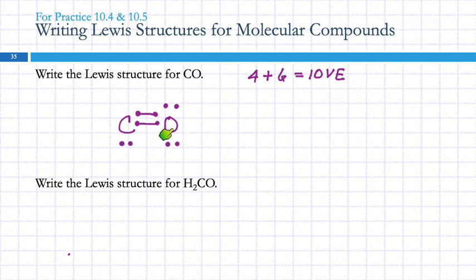So oxygen has enough, carbon does not have enough. So the element that has enough needs to share with the element that doesn't have enough. So I'm going to take one of these lone pairs from oxygen and have it share with carbon.